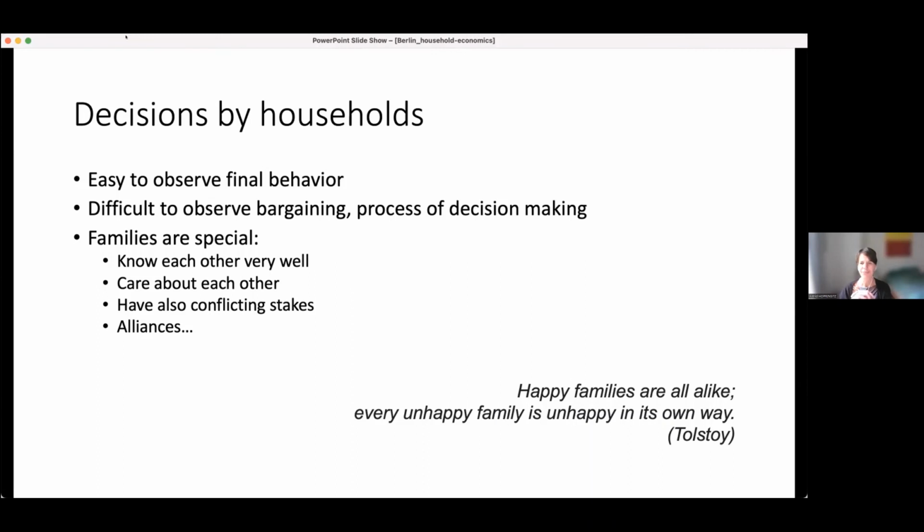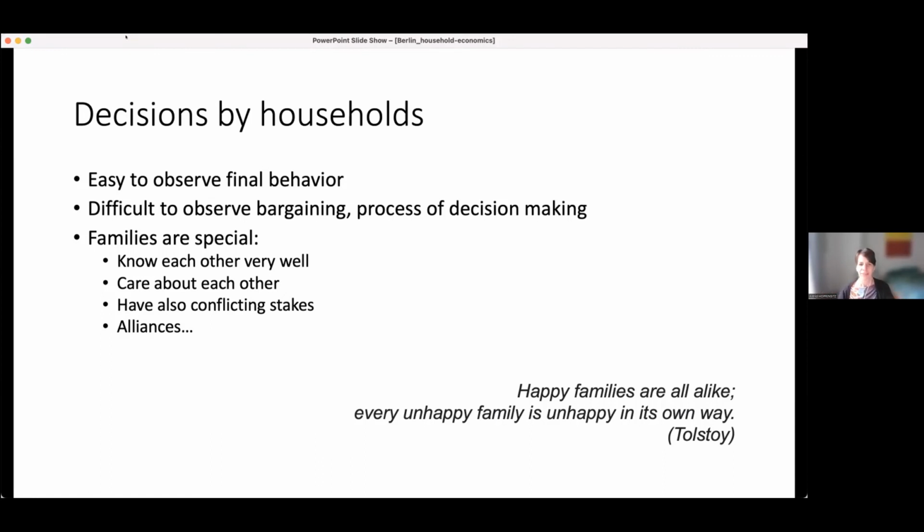On the one hand, obviously in a family, with those people that are around us, we know each other very well. We also care about each other a lot, usually. So this is important when we talk about social preferences and so on. We, however, still are not a unit. So we also very often have different preferences, different stakes, different interests. So there is also conflict, in addition to alliances. If we have more than two people, right, there might be different power forces and so on.